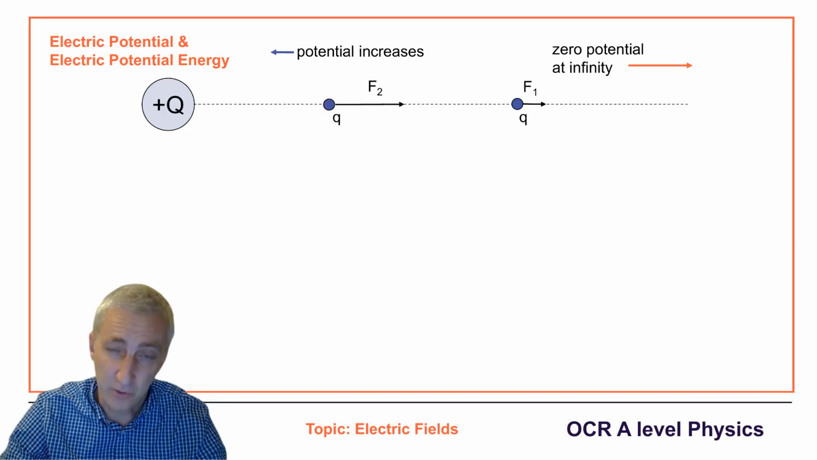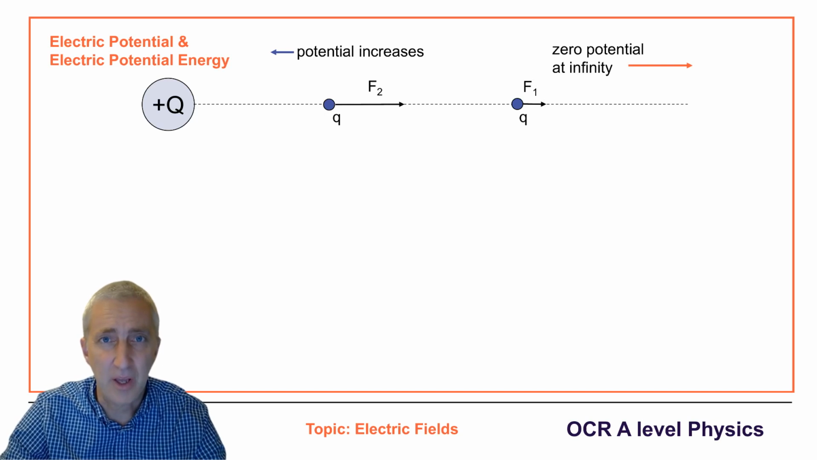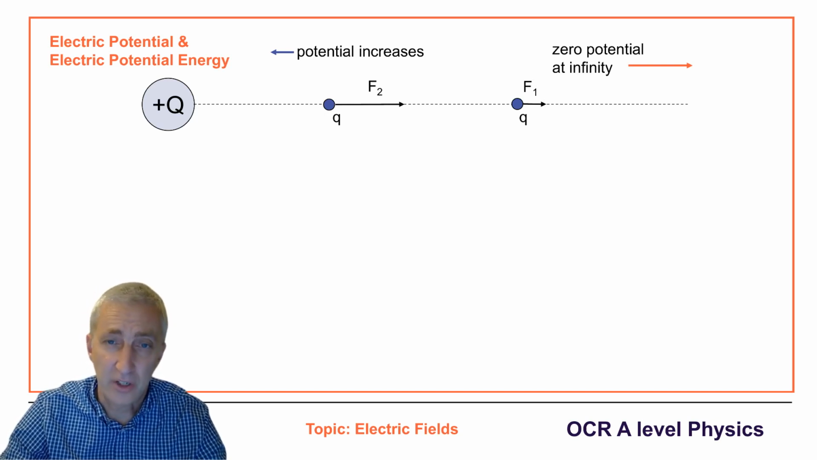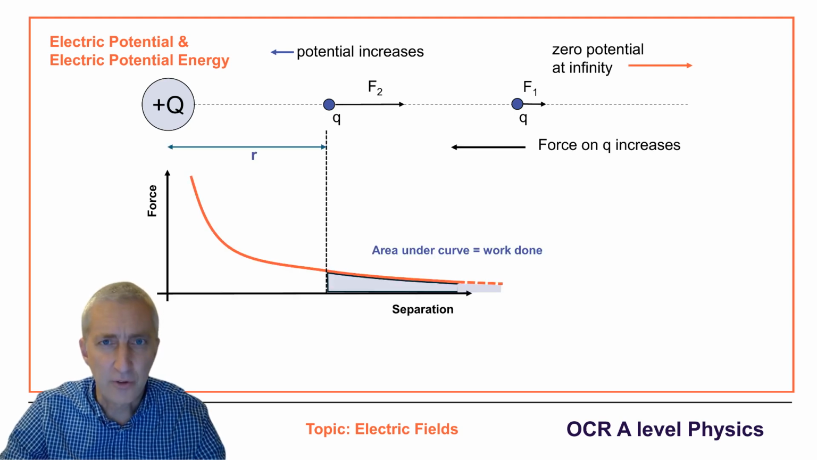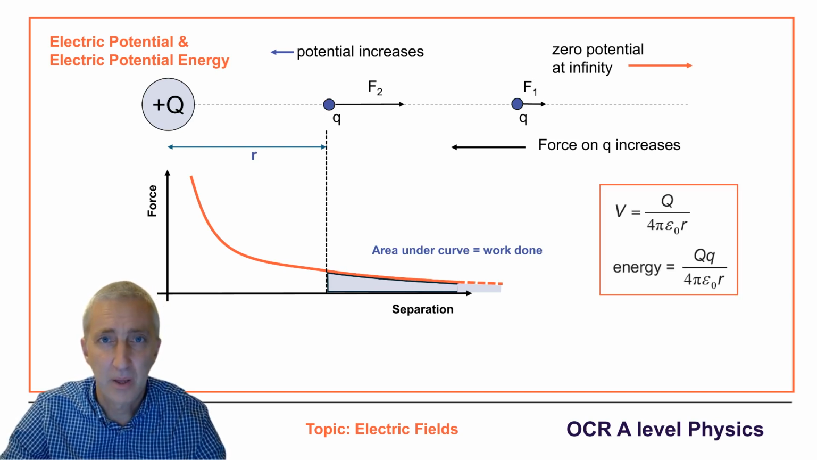Finally, for this topic, we will define two important concepts. The first is the electric potential energy. This is defined as the work done in moving a positive charge from infinity to that point. As the force on the positive charge will increase as it moves from infinity, we need to consider the work done as the area under the force distance graph. The electric potential energy is therefore defined as proportional to the product of the two charges over the separation.